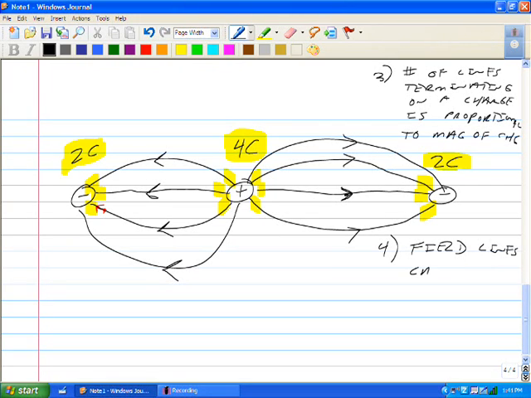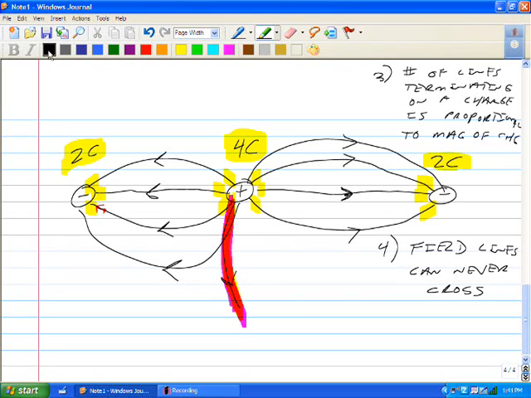Field lines can never cross. They can't intersect. In other words, for example, I can't have a field line like that. This one right here. Actually, let's change its color. That's not legal. Why?